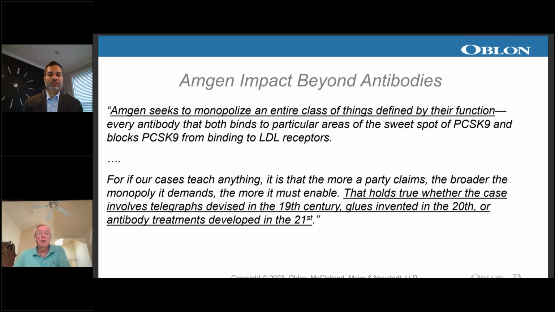Basically, Amgen sought to monopolize the entire class by their function. That's going to get you in trouble. The other concept that comes out of Amgen: broad claims are nice, but just remember your enablement has to be broad as well. In some arts, that's very possible because you can have predictions, but in others, it's not so predictable. And so you need to look very carefully at that.